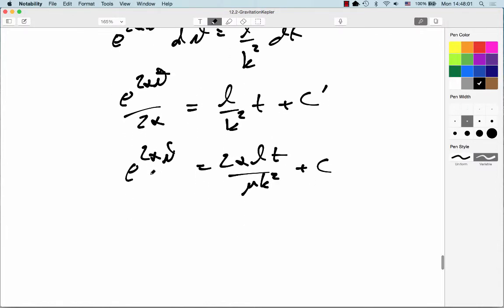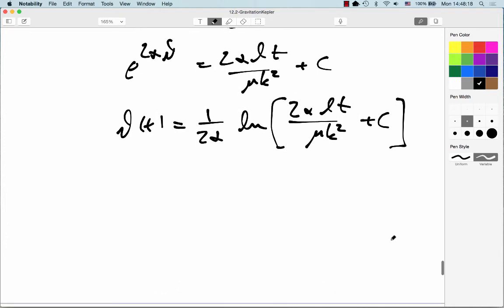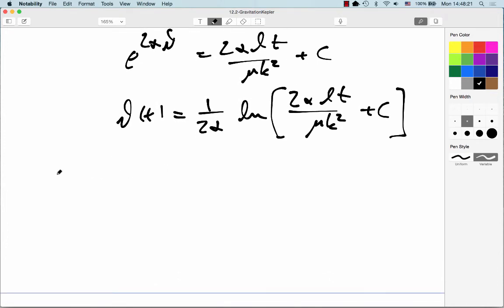But it doesn't matter because it's just a constant. Then we can take some logs and finally get that theta of t is equal to 1 over 2 alpha times the natural log of 2 alpha Lt over mu k squared plus c. And similarly, we can solve for r of t.